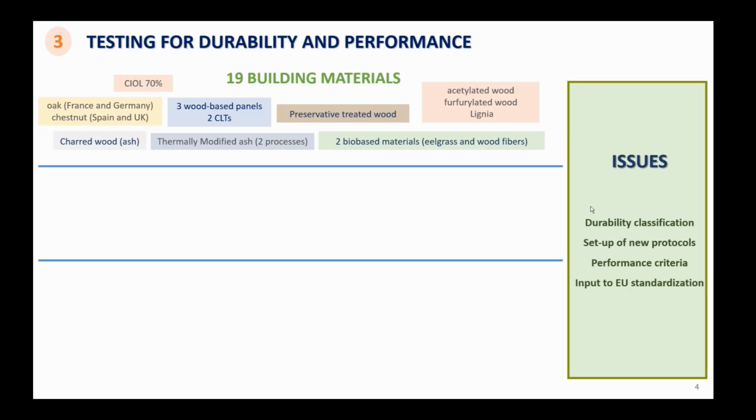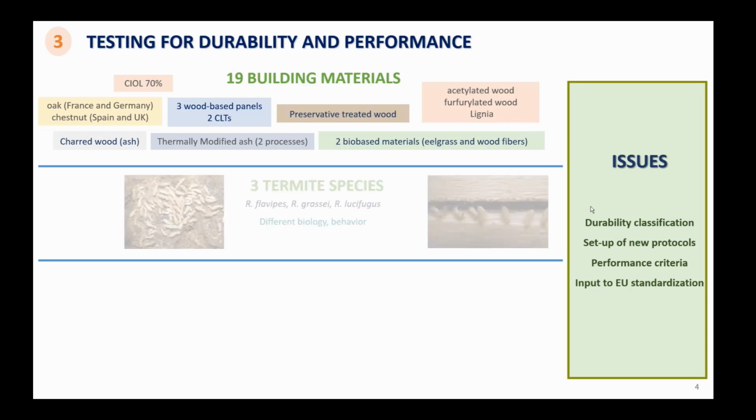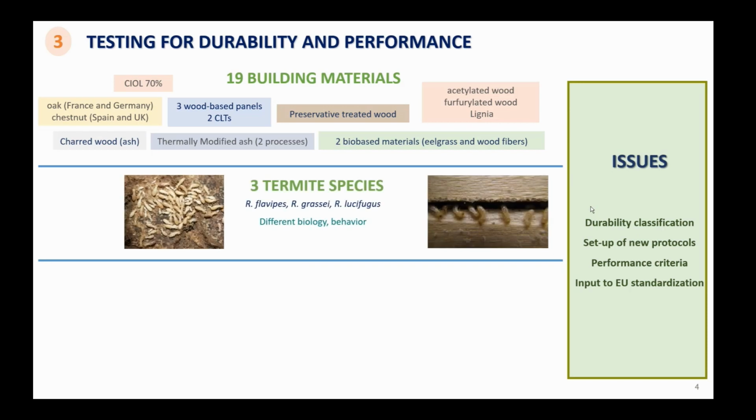Within the project, we decided to carry out durability tests on a set of 19 materials provided by the project partners, which are natural woods, modified or engineered wood materials, bio-based materials. We tested their resistance against 1 to 3 species of European termites, differing in their biology and thus possibly in their aggressivity towards the test materials. Then we explored the possibility of developing performance tests through an innovative experimental approach.